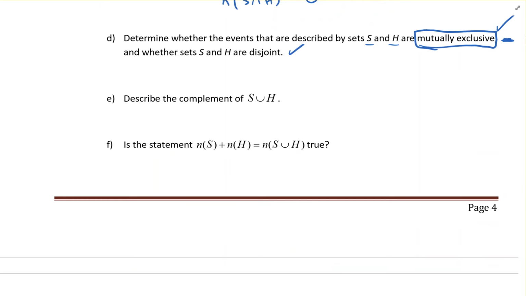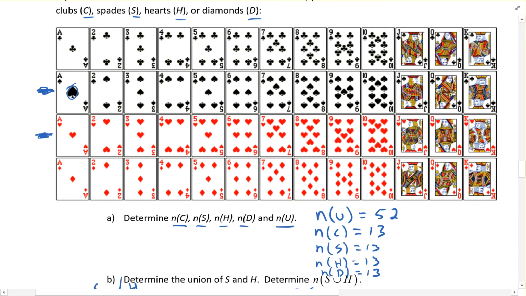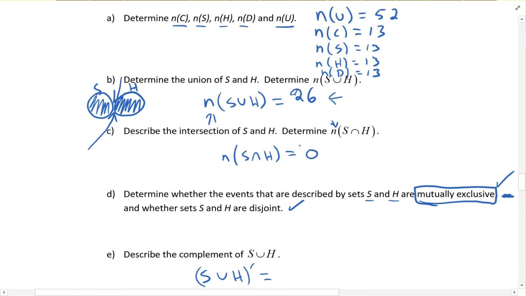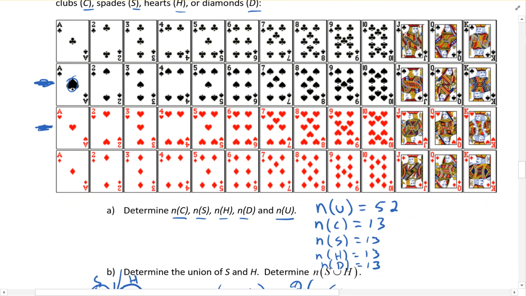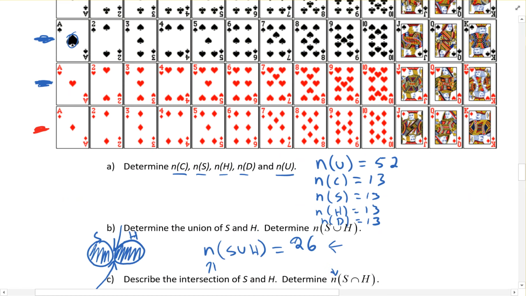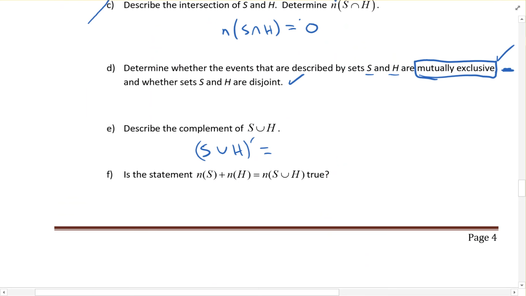Okay, now it says describe the complement of S union H. So S union H, maybe I'll put brackets around it and a little dash to say the complement. Well, I know what that's going to be equal to, because it's the complement of S union H, spades and hearts. Everything but spades and hearts, well, that's going to be clubs and diamonds, right? That's going to be the complement, everything but those two things. So that's going to be clubs union diamonds.